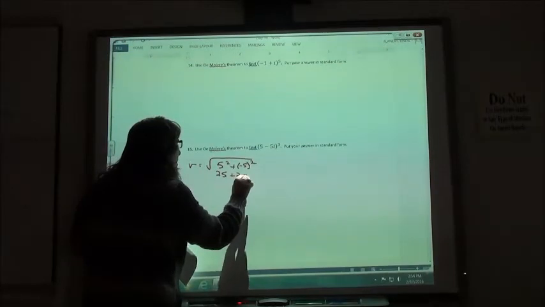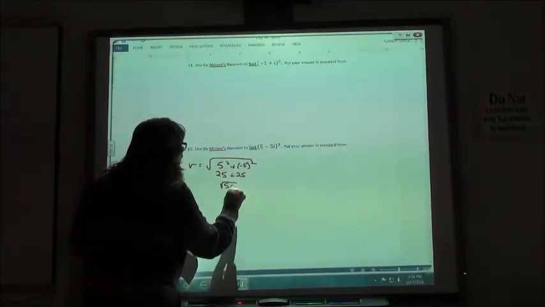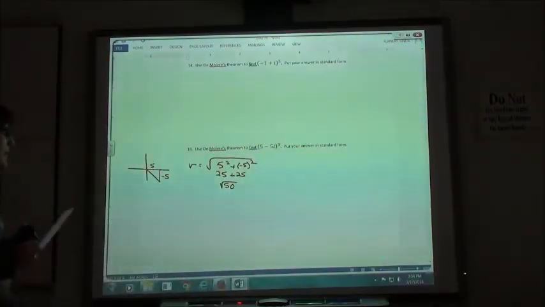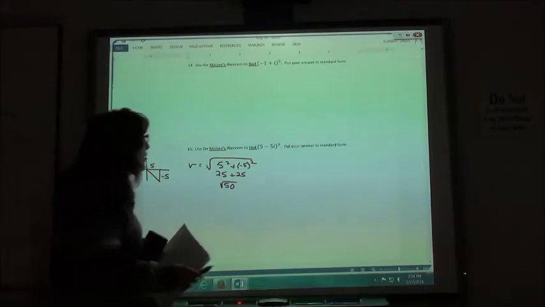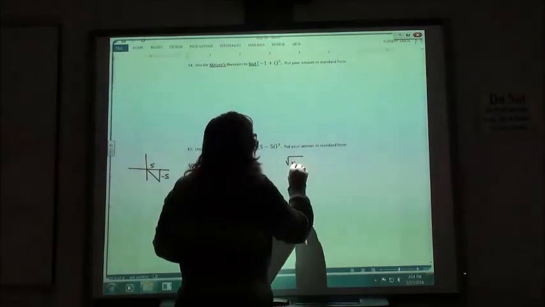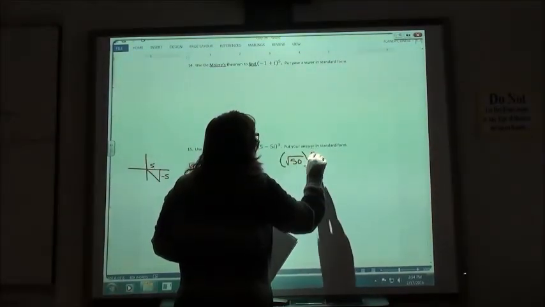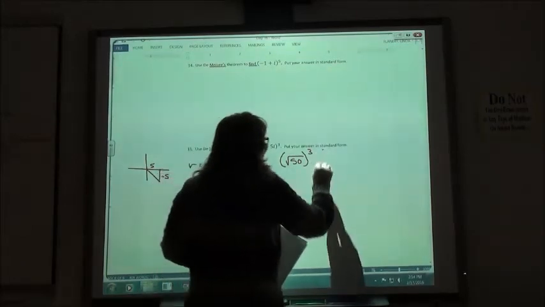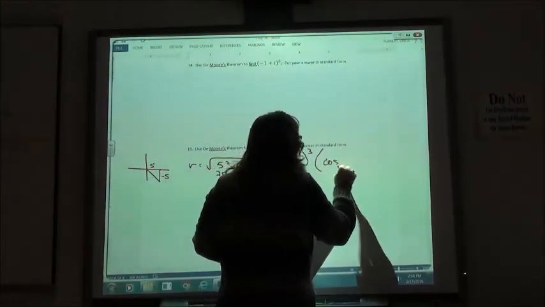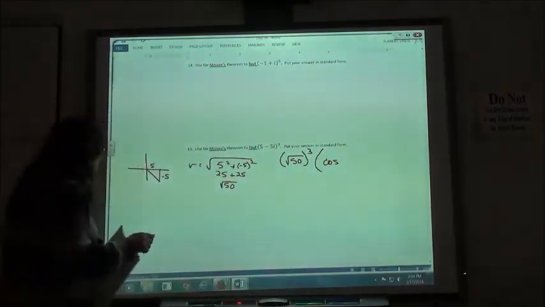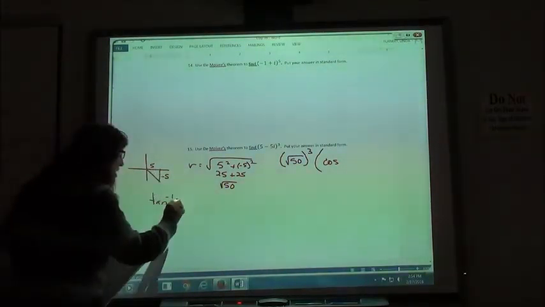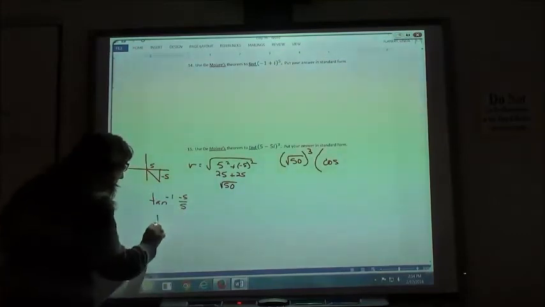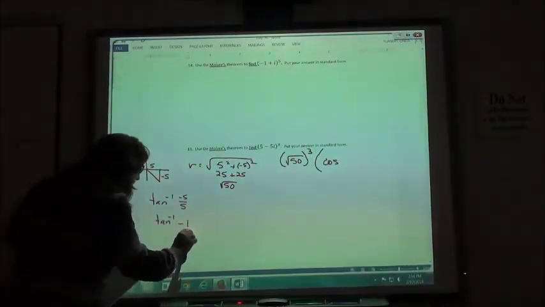25 plus 25 gives me the square root of 50. And again, I would simplify that, but I think I'm just going to wait and simplify it later. I'm going to have the square root of 50 raised to the third power. Then I'm going to have the cosine of figuring out my angle. Inverse tangent, opposite over adjacent, so negative 5 over 5 would be the inverse tangent of negative 1.